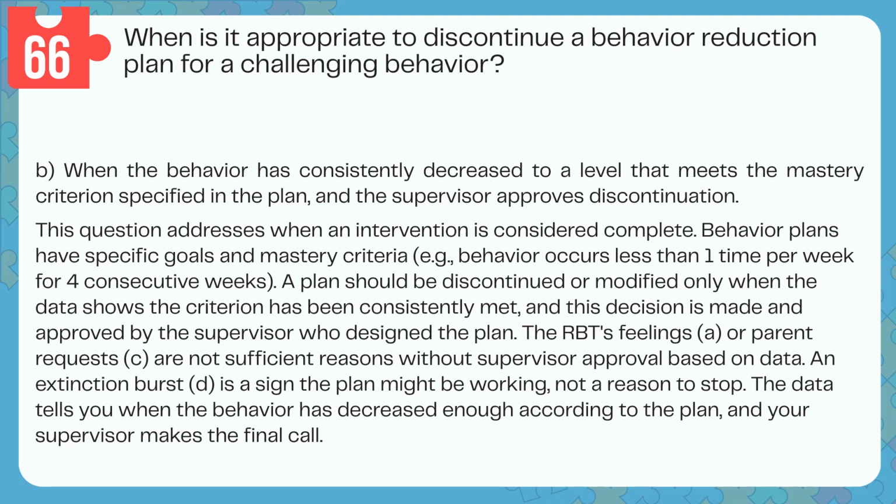A plan should be discontinued or modified only when the data shows the criterion has been consistently met, and this decision is made and approved by the supervisor who designed the plan. The RBT's feelings, A, or parent requests, C, are not sufficient reasons without supervisor approval based on data. An extinction burst, D, is a sign the plan might be working, not a reason to stop. The data tells you when the behavior has decreased enough according to the plan, and your supervisor makes the final call.